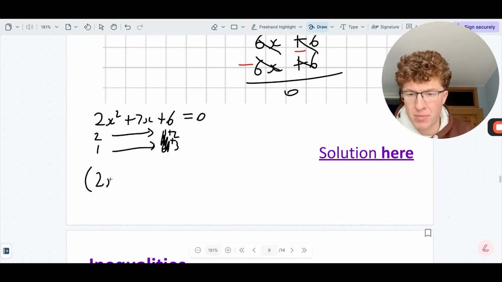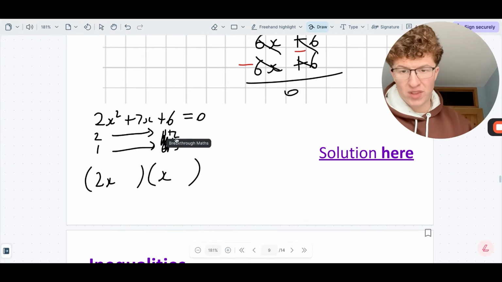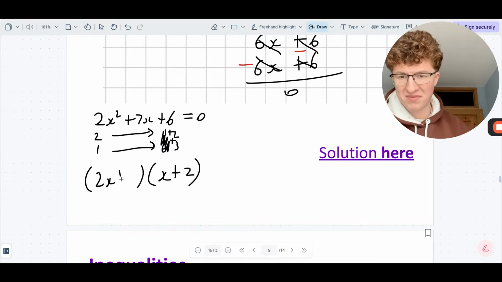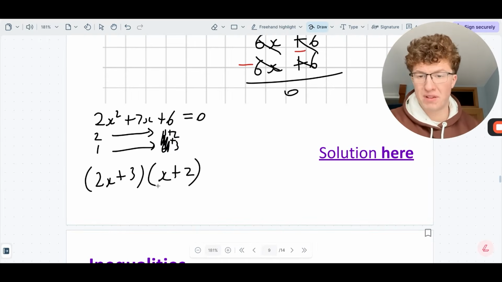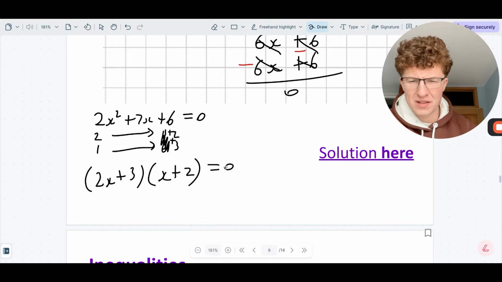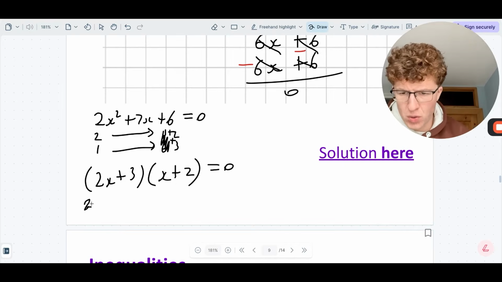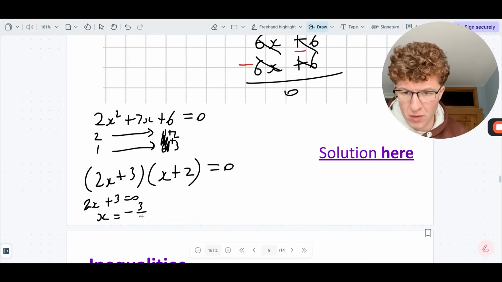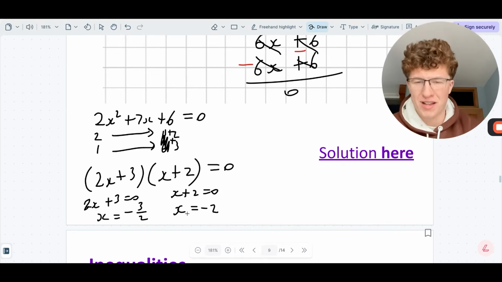So then, draw the brackets, 2x here, and the x here. 2x is multiplying with the 2 here, so they have to go in opposite brackets. And the 1x is multiplying with the 3, so they are in opposite brackets as well. Now, these are equal to 0. So, for those to equal 0, this bracket must be 0, or this bracket must be 0. So, if 2x plus 3 is equal to 0, then x is equal to minus 3 over 2. And if x plus 2 is equal to 0, then x is equal to minus 2. So those are our two x values.